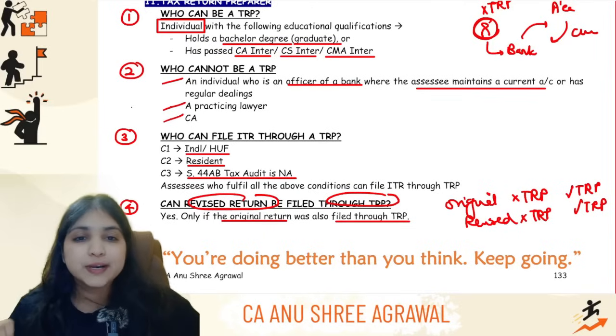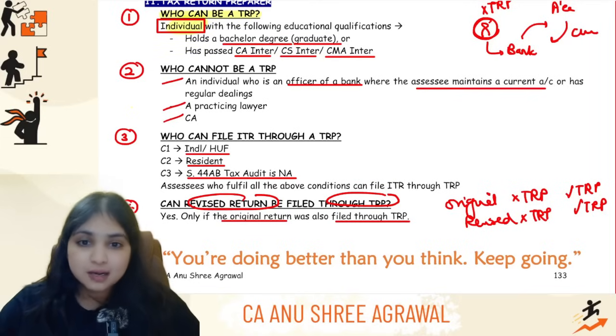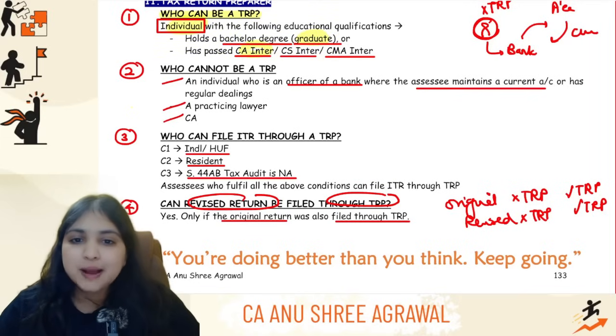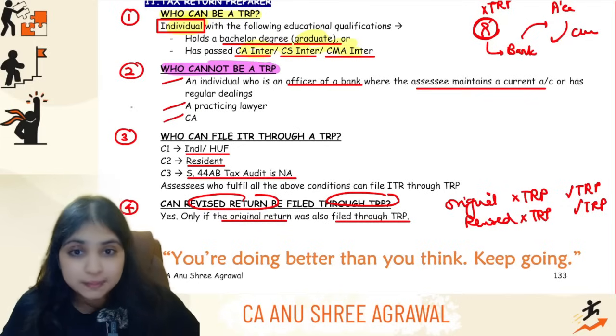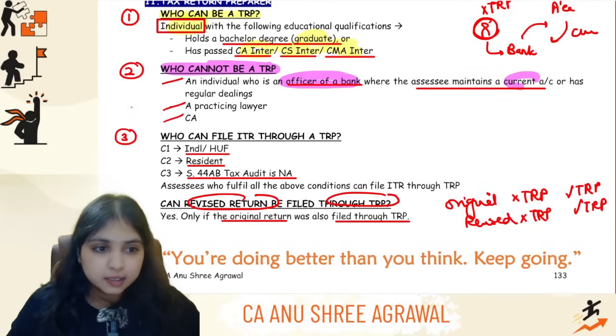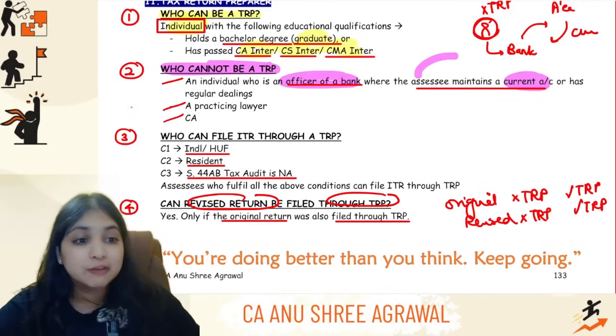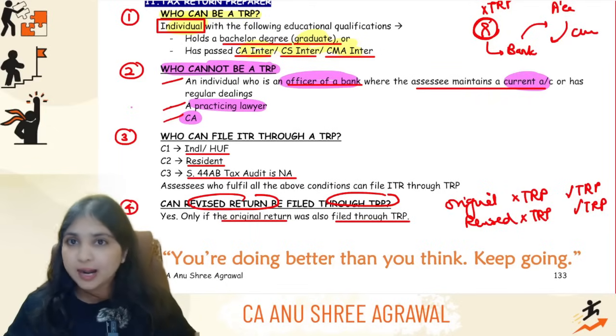Okay, so 4 points about tax return preparer. Point number 1, who can be a tax return preparer? Only an individual who is a graduate, or CA inter passed, CS inter or CMA inter passed. Point number 2, who cannot be a TRP? If you're a bank officer of that bank where the assessee has a current account, then you can't be the TRP for that particular assessee. If you're a practicing lawyer or a chartered accountant, also you can't be a TRP.